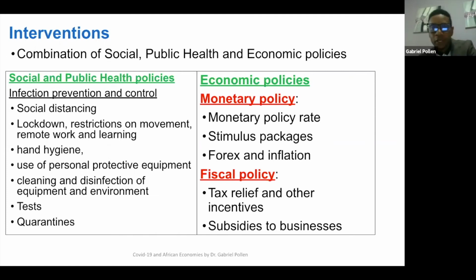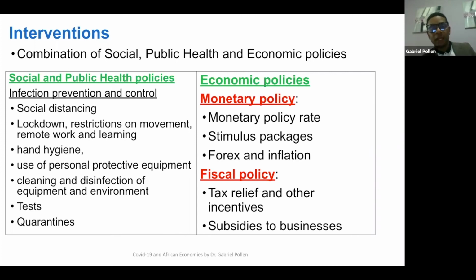Now, to address the economic effects of the COVID-19 pandemic, we see a combination of monetary and fiscal policies. The central banks in different countries, in Zambia for example, the Bank of Zambia just announced today that it's going to keep its monetary policy rate at 8%, which was a reduction of 1.25 percentage points three quarters before. So the central bank has used the monetary policy rate and put in place what we call the COVID-19 stimulus package, as well as measures to address foreign exchange fluctuations and inflation control.